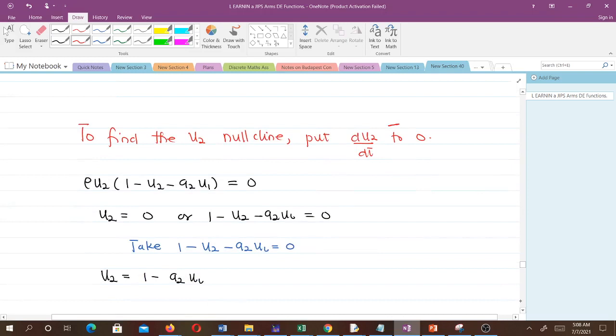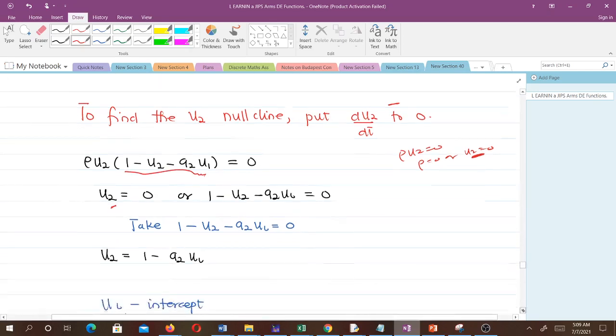Then now we find the u2 Nullcline, right? We have two equations, so we have done it for u1, and we have to do the same thing for the u2 Nullcline. To find the u2 Nullcline, we set du2/dtau to 0, right? And when we do that, we get rho u2 multiplied by (1 minus u2 minus a2 u1) equals 0. From here, we can see that rho u2 is equal to 0, which implies that either rho is equal to 0 or u2 equals 0. But we know that if rho is 0, then everything here is going to be 0. So u2 is 0, or whatever we have in the bracket is also 0.